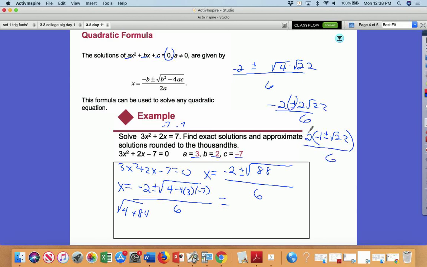So if you kind of go back to think about it, you're dividing the 2 out of here, you get negative 1 left, this is negative 2, and this is 2 square root of 22. Everybody okay with what I'm doing here?